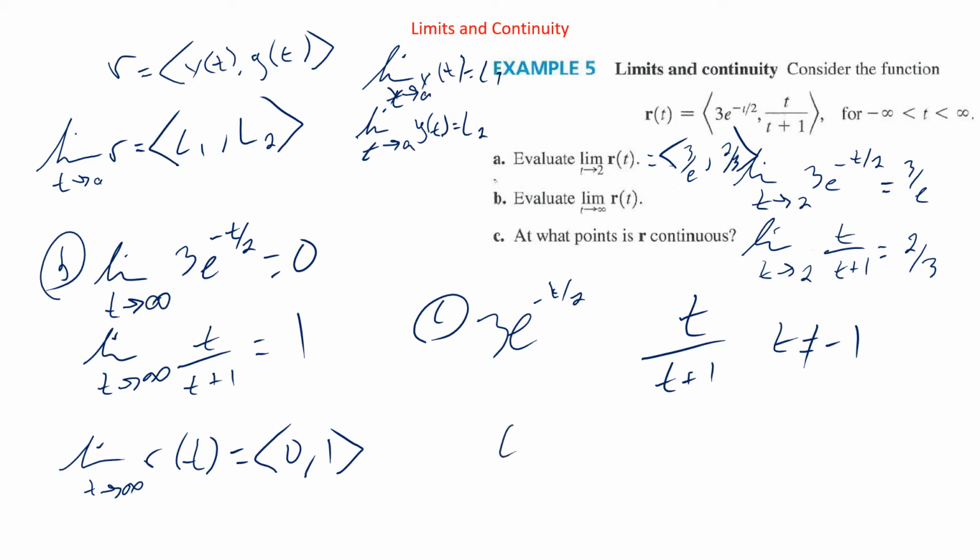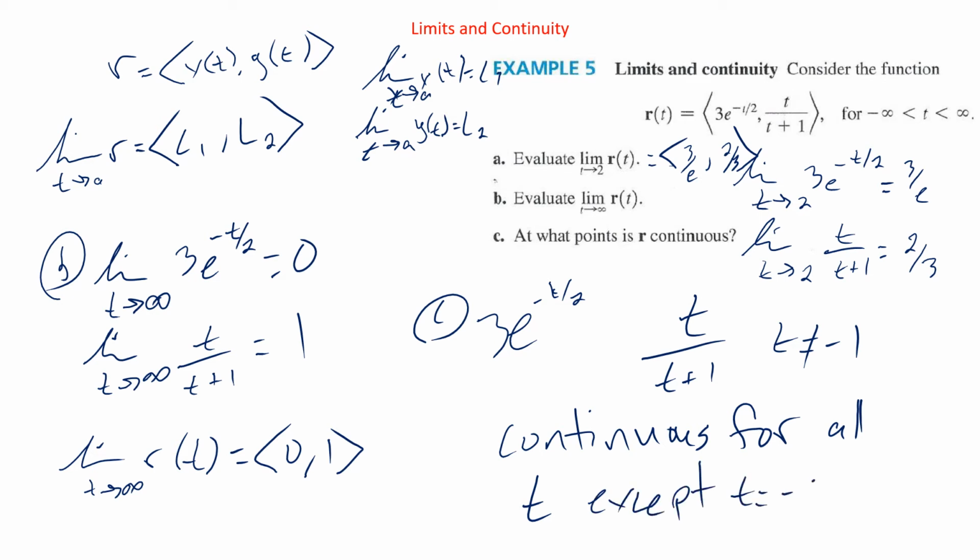So this will be continuous for all t except t equals negative 1. Or it could be for all t where t doesn't equal negative 1. It could be it's continuous for t not equal to negative 1. You can say it a whole bunch of ways, but basically t doesn't equal negative 1.